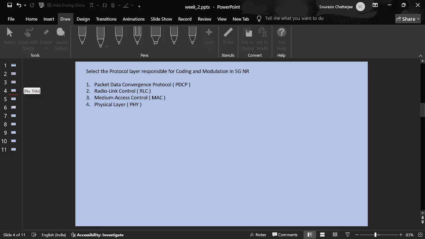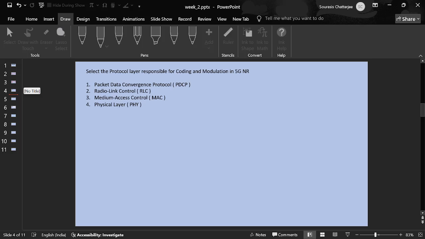Okay, this is a kind of trivial question for all of you, but it's good to answer. Which one of the protocol layers is responsible for coding and modulation in our 5G NR framework? Physical layer, fine.